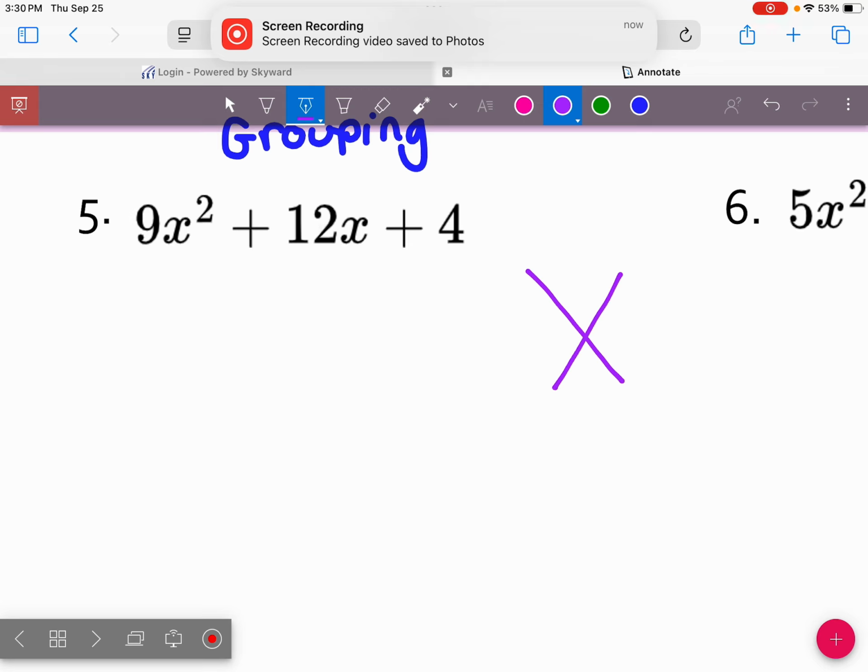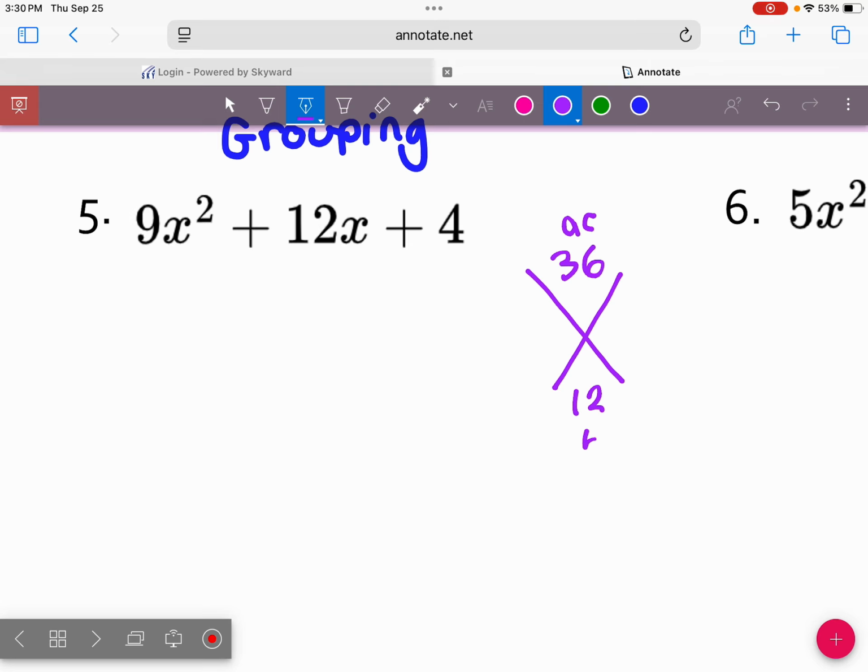So I'm going to use my X frame here. I'm going to have my A times C on the top. That's my 9 times 4. And we're going to have 9 times 4, that gives us a 36. And our B value, that's going to be a positive 12. So that goes on the bottom.